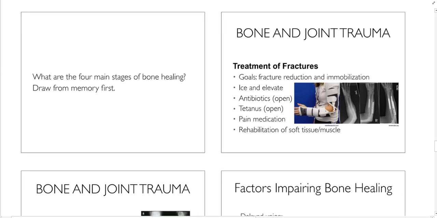So when we have a fracture, the goal is to reduce and immobilize that fracture. We're going to give them ice and elevation, though I've heard some arguments against ice from the perspective that the body's natural inflammatory response helps to further sort of stabilize the joint, but that's still up for debate. If we have an open fracture, we're going to give antibiotics and tetanus because they're at super high risk for infection. Give them pain medication, and then over time rehabilitation of soft tissue and muscles to help renew the functional ability of that joint.